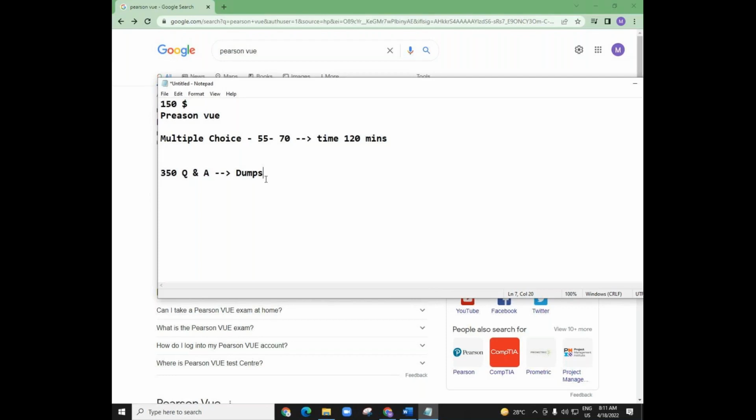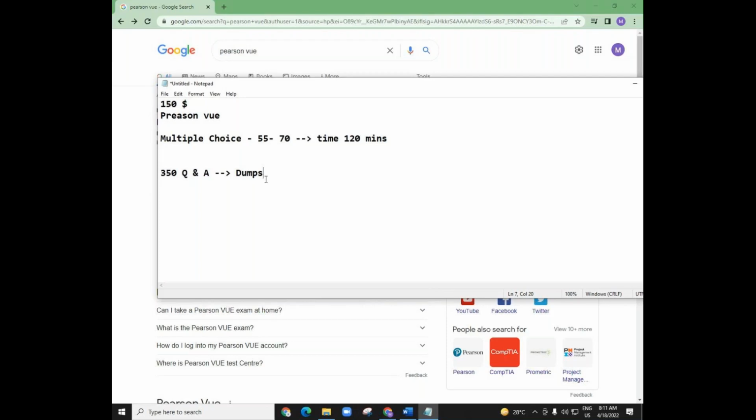The dumps are not only available for AWS examinations, they are available for all the major examinations. Like if you're writing any Microsoft certification or Amazon certification or Google certification or Cisco certification, or Juniper certification, whatever certification you're planning to attempt, dumps are available for each and every examination. You have to take the dumps and go and write the exam.